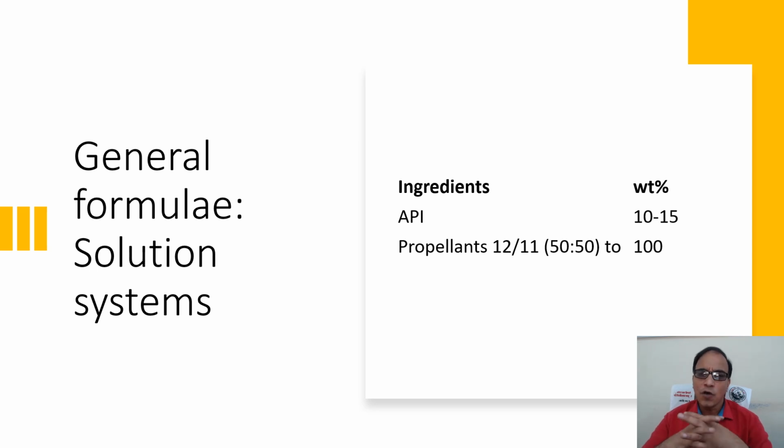Let's take the general formula for the solution system. The API you can take from 10 to 15 weight percent, and propellant, for example, you are using 12 and 11 propellant. Remember the 3-digit system: in 12 it is actually 012. It is a 3-digit system, and if the first digit is 0, then it appears as a 2-digit system only. So propellant 12 and propellant 11 in the ratio of 50-50 up to 100%.